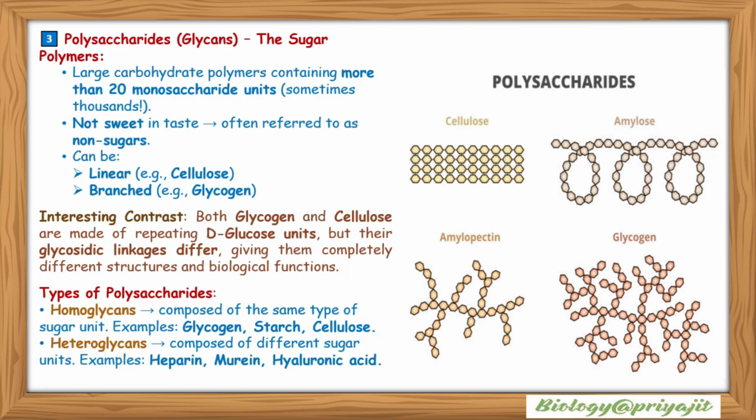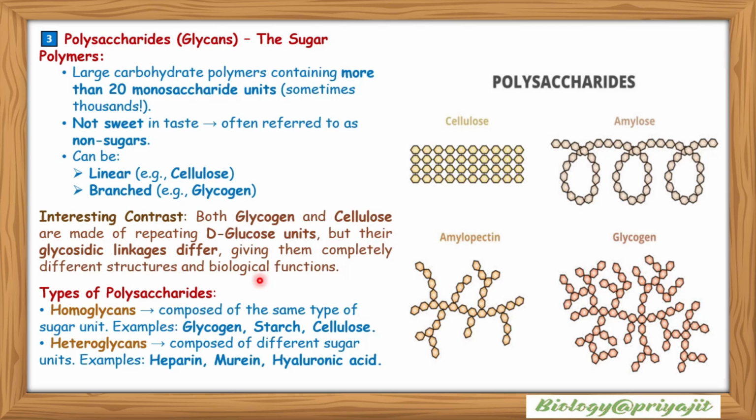It can be linear such as cellulose, and it can be branched such as glycogen. Interesting contrast: both glycogen and cellulose are made up of repeating D-glucose units, but their glycosidic linkages differ, giving them completely different structures and biological functions.